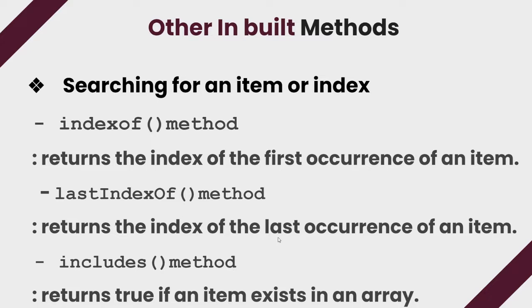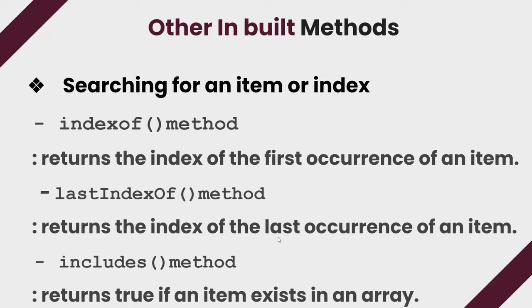Now we have the last method, which is the includes method. This method is used to know if an element is within an array. Probably you have an array of a lot of items you don't know about, and you want to know if there's a particular item within this array. This method returns a boolean value, either true or false, depending on whether the item exists in the array or not.